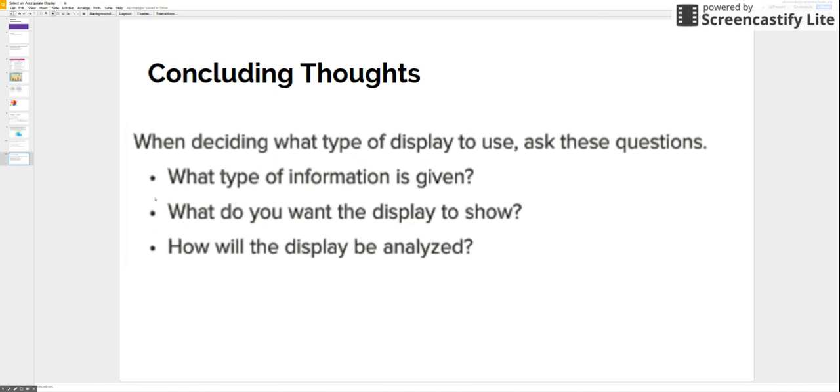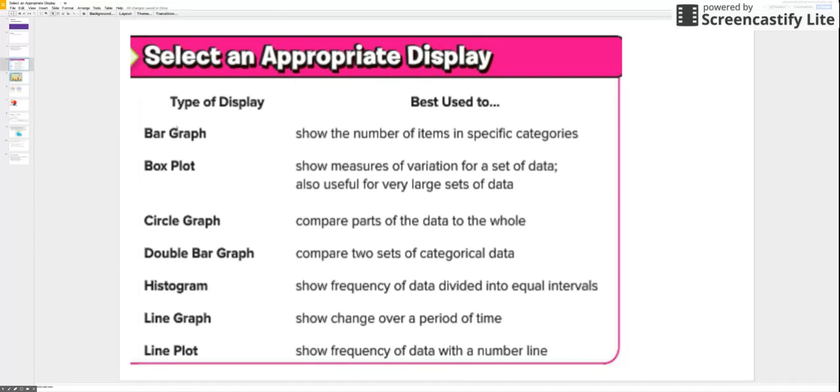Okay, so concluding thoughts. When deciding what type of display you use, ask these 3 questions. 1, what type of info is given? 2, what do you want the display to show? And 3, how will the display be analyzed? Okay, honestly, I would just jot all these displays down and just take a brief note about when is best to use them. And use this chart whenever you're doing your questions or trying to figure out your appropriate display.